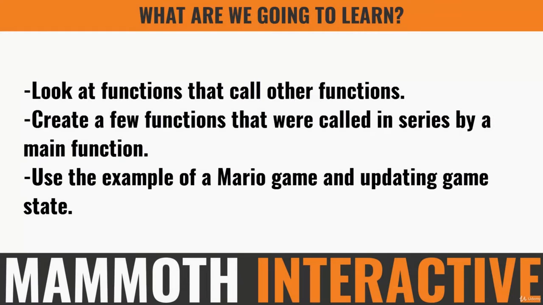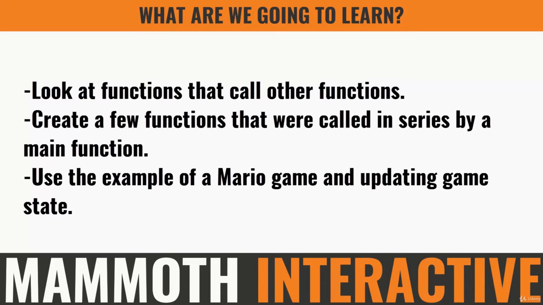In our final video of this series, we're going to take a look at functions that are calling other functions. We've kind of seen this a little bit, but we haven't taken a look at the hierarchy in depth. So we're going to create a few functions that perform small tasks, and they're going to be called in series by one main function. We're going to use the example of the Mario game because I think it's an excellent way to understand the function call hierarchy, and it's going to update the game state and perform small tasks within each function.